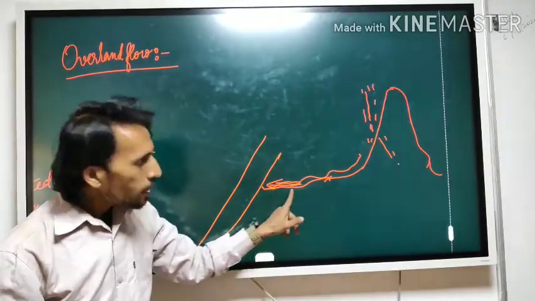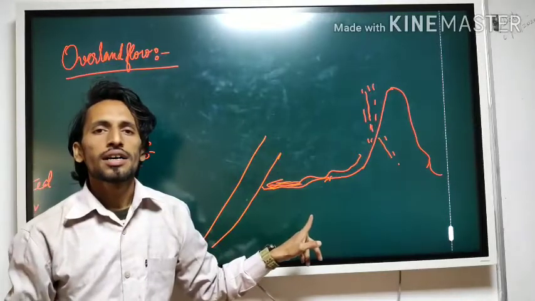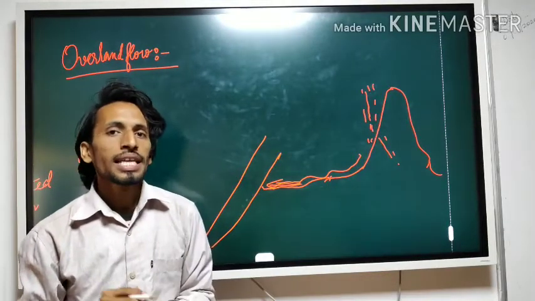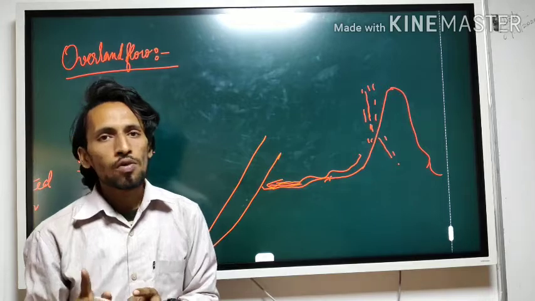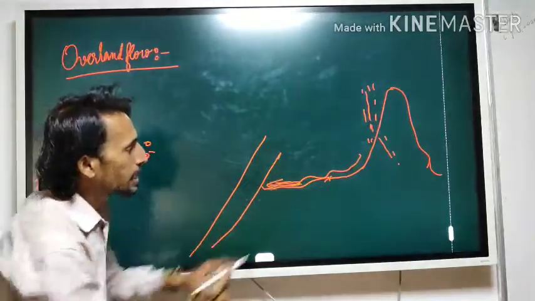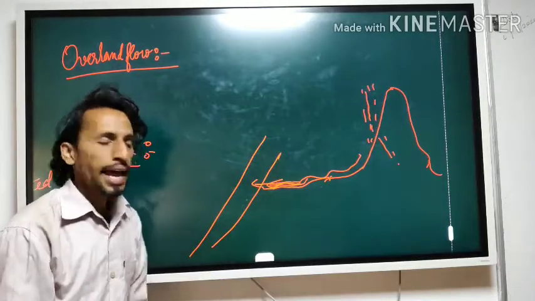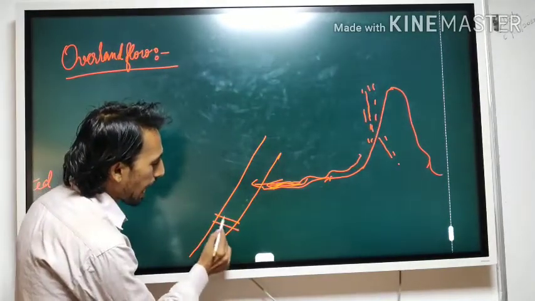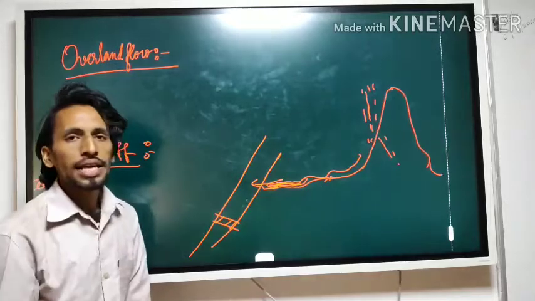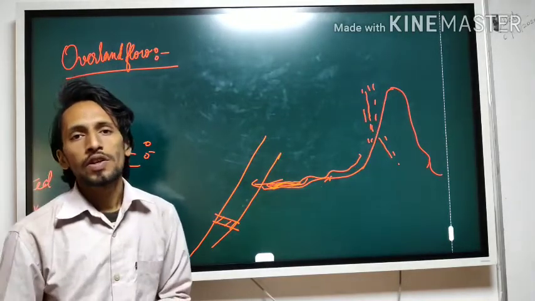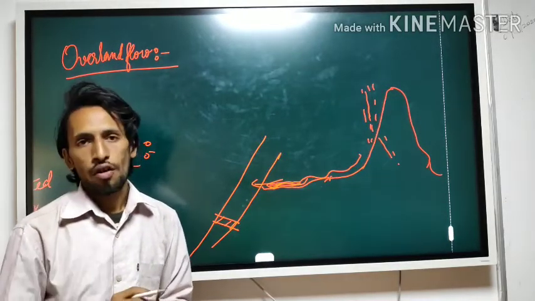So this flowing water, which is laminar, is referred to as overland flow. But when this overland flow contributes to the river and is recorded at some station, then that water is considered as runoff.